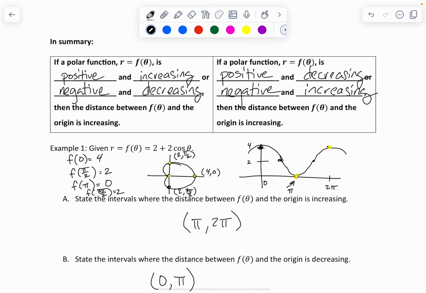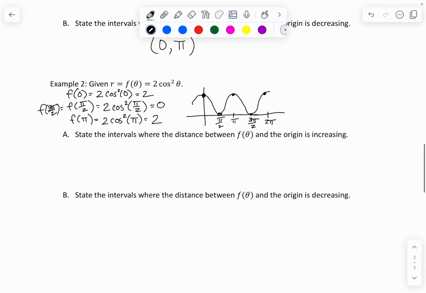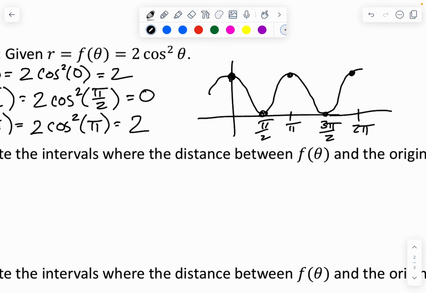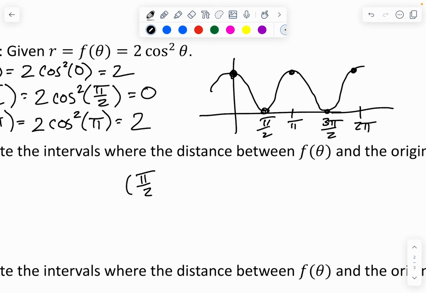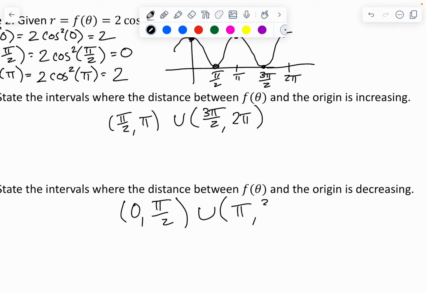So positive and increasing is going to be where it's increasing. So where are we positive and increasing? Between pi over 2 and pi, and union, 3 pi over 2 to 2 pi. Where were we decreasing? From 0 to pi over 2. We're going to pick it up again from pi to 3 pi over 2.